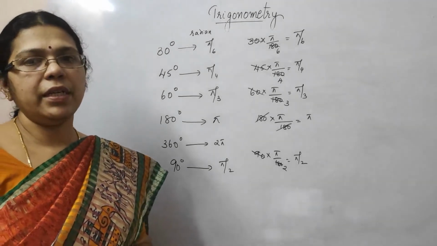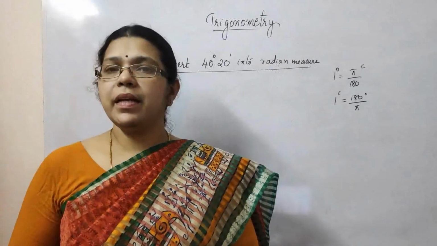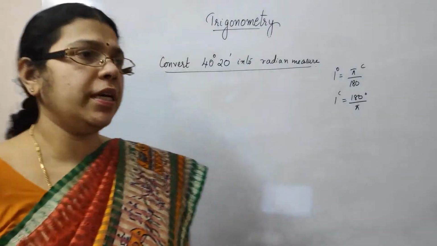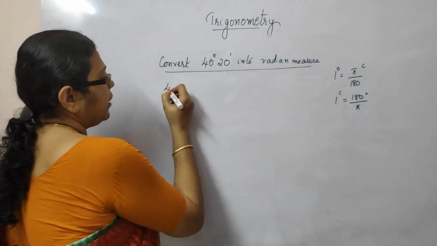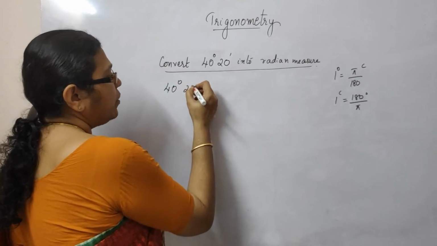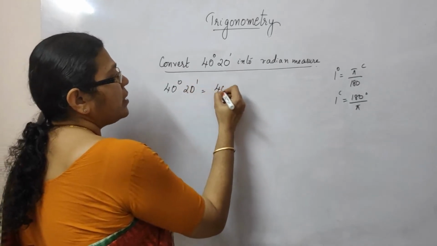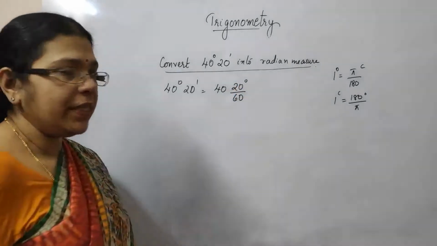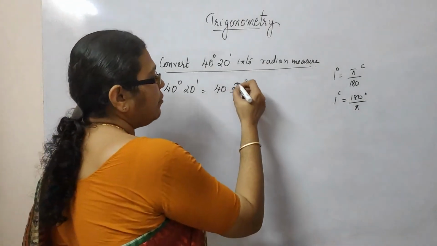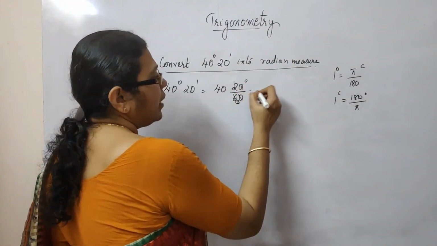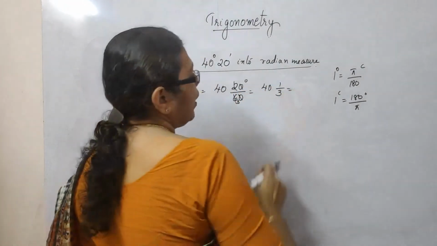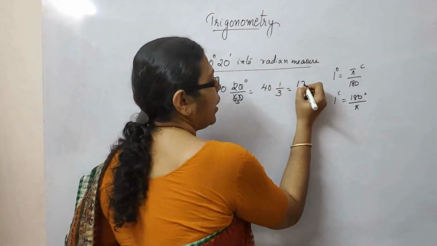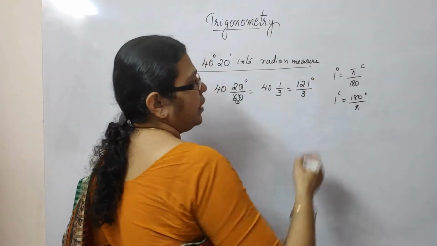To convert degree into radian and vice versa, let's see a problem. It is to convert the degree measure into radian measure. Here I have 40 degrees 20 minutes. I can write this as 40 and 20 by 60 degrees. Now 20 by 60 gives me 1 by 3. That is 40 and 1 by 3. 40 into 3 is 120, plus 1 is 121. So 121 by 3 degrees.